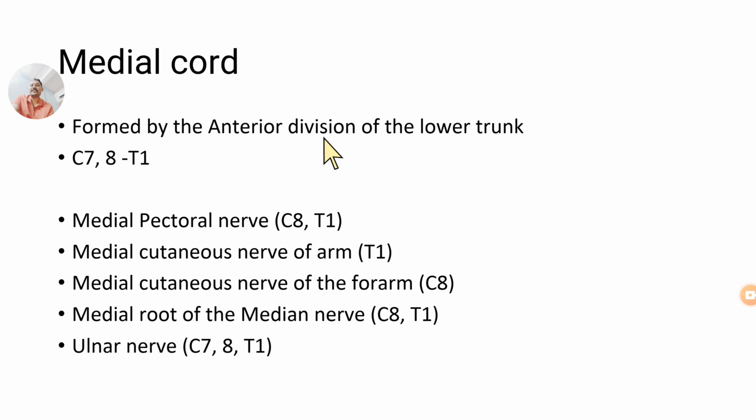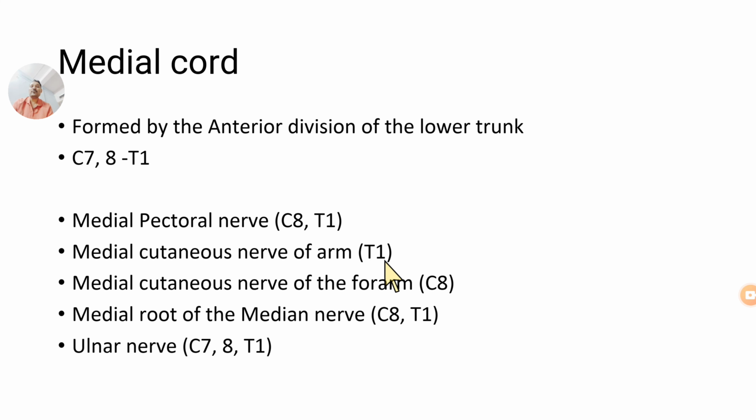It is formed by the anterior division of the lower trunk. We'll say lower trunk is more powerful. Only the anterior division gives one cord. Okay, and the C7, C8 and T1 are the major contributors. The C7, C8 and T1. Okay, medial pectoral nerve C8, T1 value, medial cutaneous nerve of the arm, T1 major contributor there.